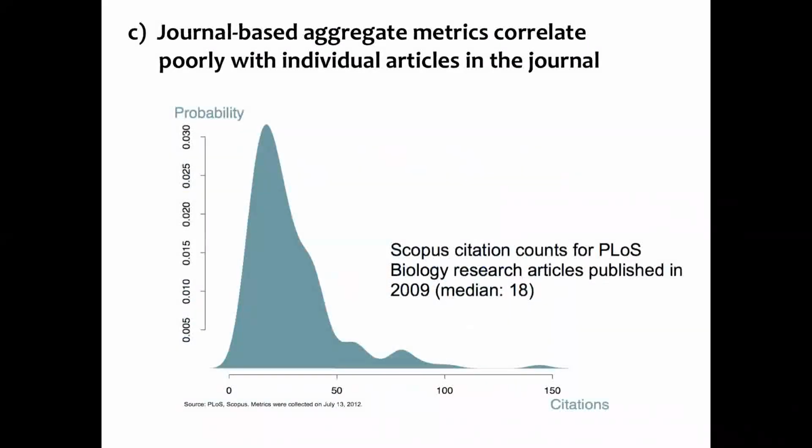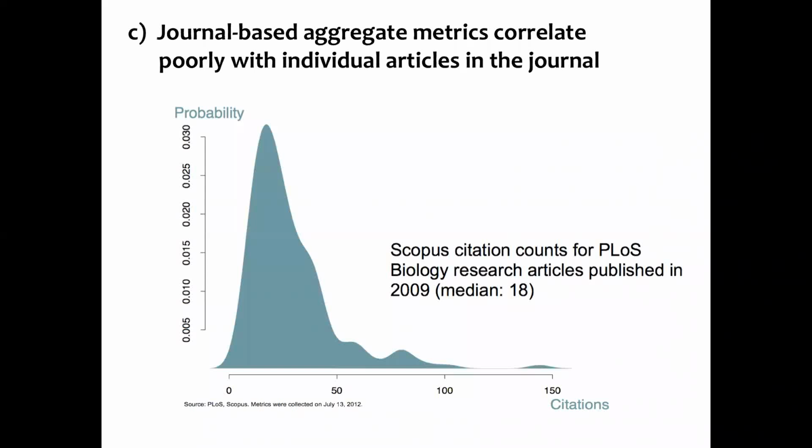Okay, the third point I wanted to make, and this one has some data that I think some of you may not have seen before, is that any metric that involves journal-based aggregates to measure impact is not good, because those journal-based aggregate measures don't correlate with the performance of individual articles in the journal. So what you're looking at here is a citation distribution spectrum for the journal PLOS Biology. You can see there are very few articles that have 0 citations. The median is somewhere around 18. And there's a very long tail that goes out. There are some articles in there that receive over 150 citations.